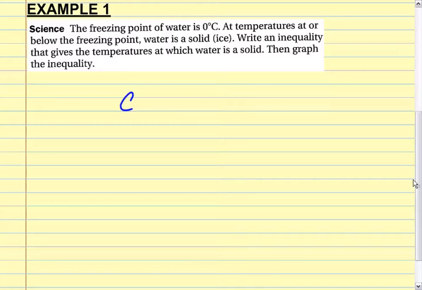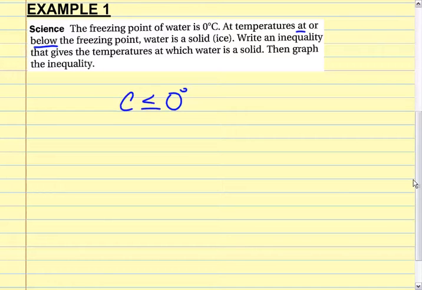Negative or 0 degrees Celsius and back. Okay, how do I write 0 degrees Celsius and back? C is equal to and less than 0 degrees Celsius. Can it be 0 degrees? Yeah, because it says at temperatures at or below. That means less than or equal to.